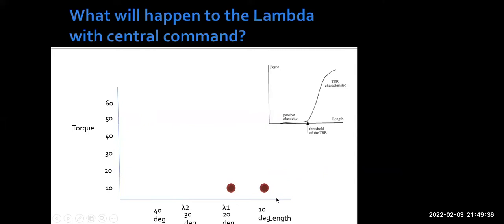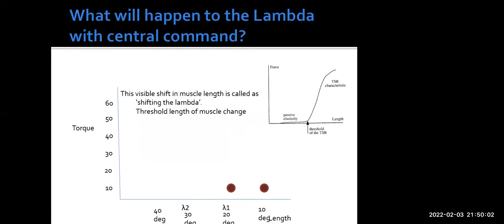So when your muscle is going to change in its length, what is going to happen is this is the degrees, right? The joint degrees, 10, 20, 30, and 40 degrees, right? So what happens is the central command which the brain is giving, we'll call that as lambda. Okay, right? So we have here lambda 1, lambda 2, right?